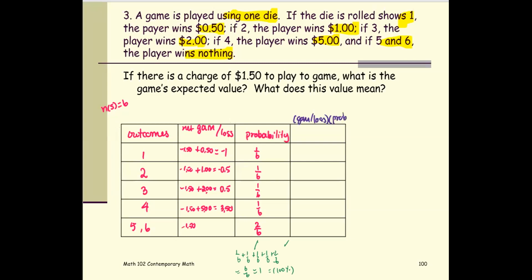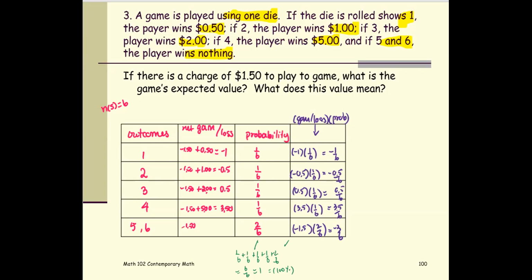The net gain or loss multiplied by its probability. So we multiply -1 and 1 over 6 to get -1 over 6, -0.5 times 1 over 6, which is -0.5 over 6, 0.5 times 1 over 6 to be 0.5 over 6. Next one is 3.5 times 1 over 6, or 3.5 over 6. And the last one is -1.5 times 2 over 6, which becomes -3 over 6. I keep all the same denominator 6.